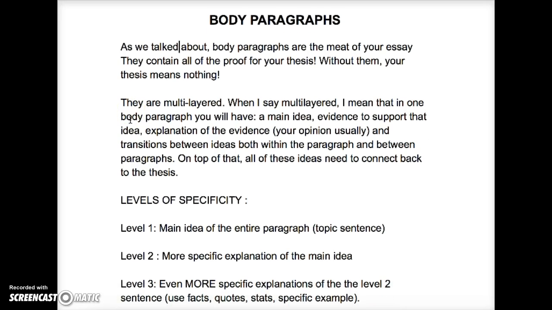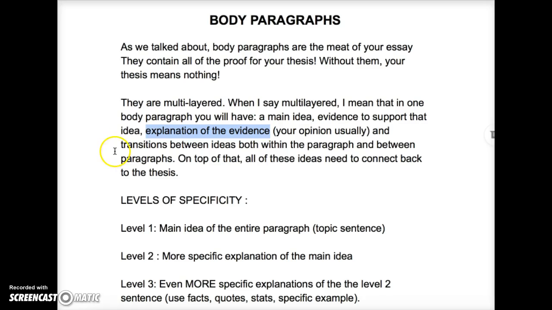So body paragraphs are multi-layered, and when I say that, I mean that in each body paragraph, you'll have your main idea, which is generally in the topic sentence. You'll have evidence to support that idea, and then you're going to explain the evidence. And this is the I say. Remember, we talked about they say, which is the evidence. I say is your opinion. And these things will blend together seamlessly in your body paragraphs.